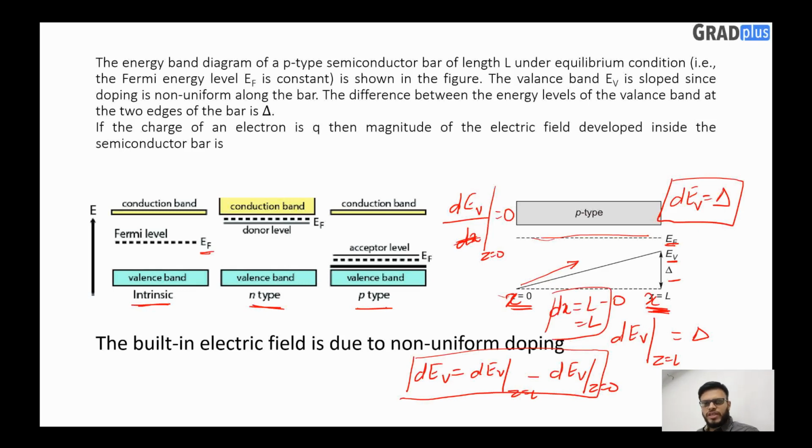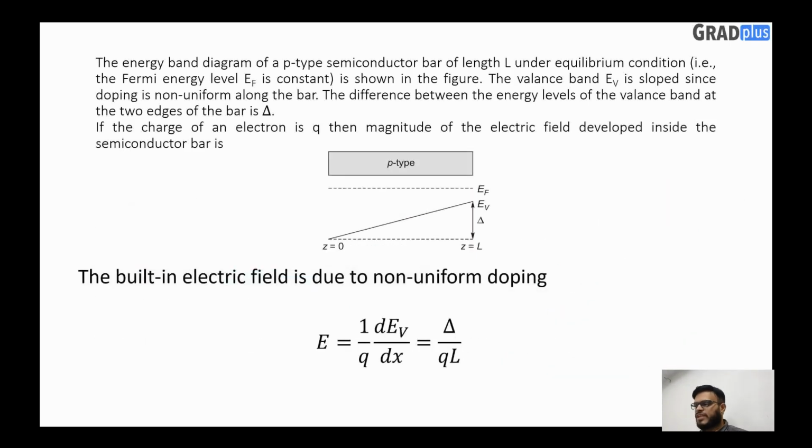So now what is an electric field? The built-in electric field is due to non-uniform doping. How? As the doping is changing, diffusion will take place and a built-in electric field will get created. So the change in top of valence band energy with respect to the length will give your electric field, as you can see in the next slide.